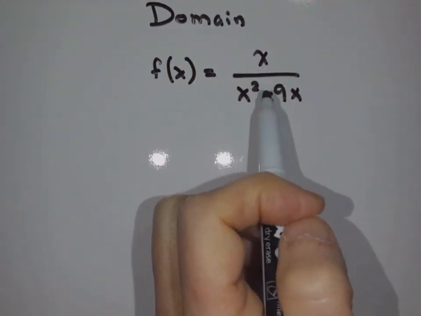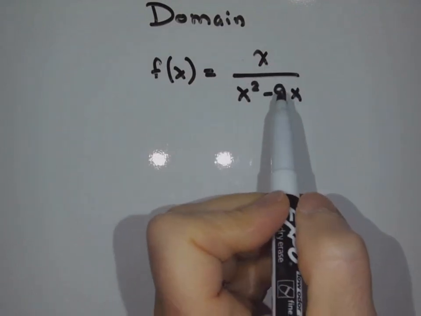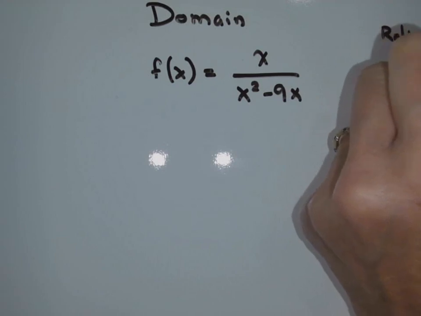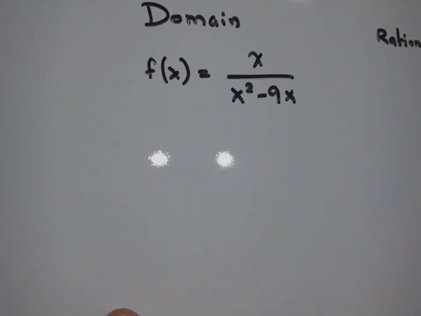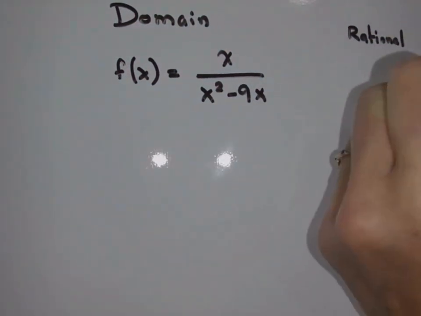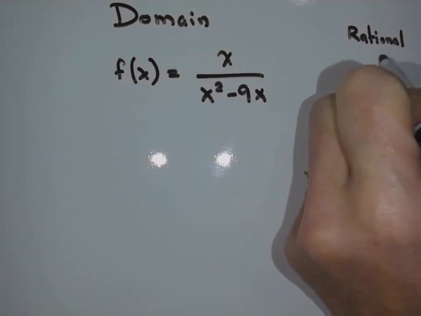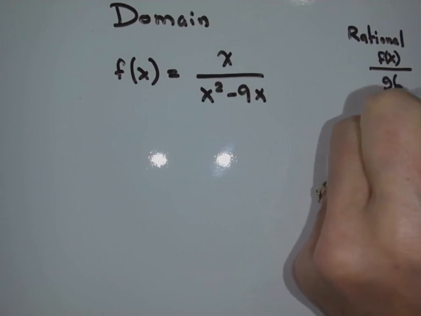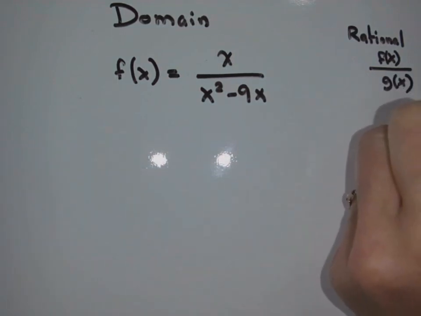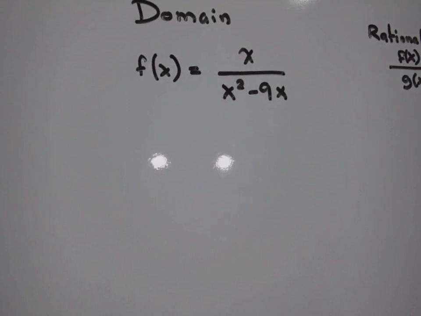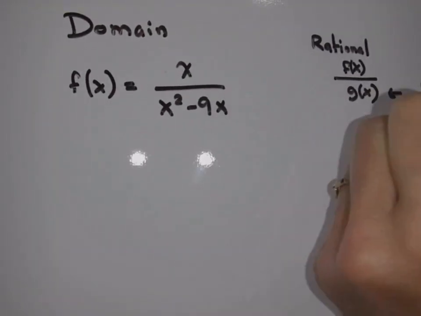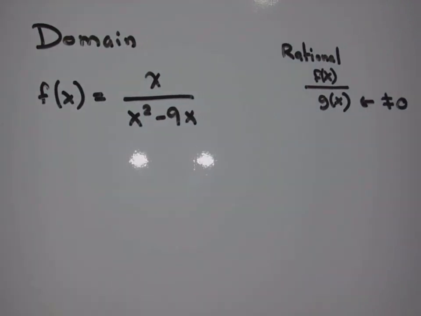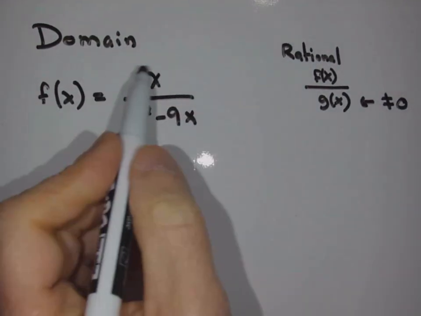Now remember I told you there are two types of functions where we have to worry about the domain. We have the rational functions, and the rational functions will be the one where we have some kind of function on the top with something in the denominator, right? And then the restriction will be that this thing in the denominator here cannot be 0, okay? That will be your restriction for the rational. And that will be our case right here.